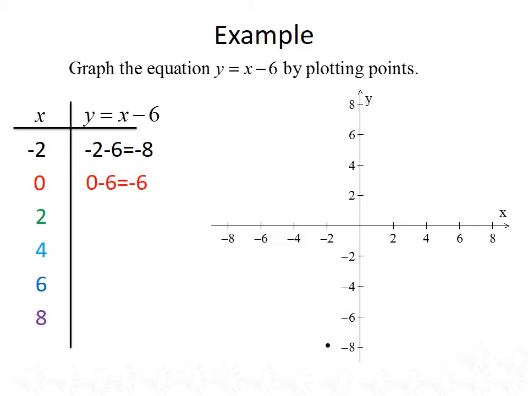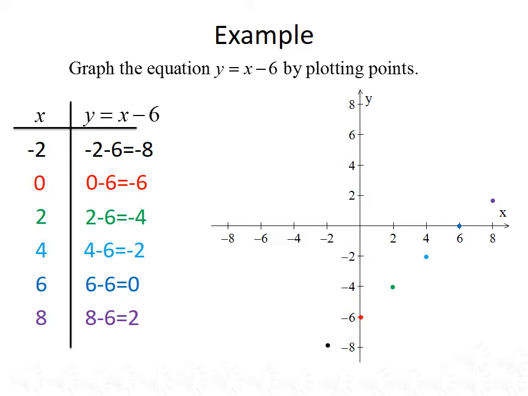When x is equal to 0, 0 minus 6 gives us negative 6, so y is negative 6, and we can plot (0, -6) on our graph. When x is equal to 2, y will be 2 minus 6, which is negative 4, and we can plot the point (2, -4) on our graph. When x is equal to 4, y will be 4 minus 6, which is negative 2, so we plot the point (4, -2) on our graph. When x is equal to 6, y is 6 minus 6, which is 0, so we plot the point (6, 0) on our graph. And finally, when x is equal to 8, we'll have y equals 8 minus 6, which is 2, and we plot (8, 2) on our graph.